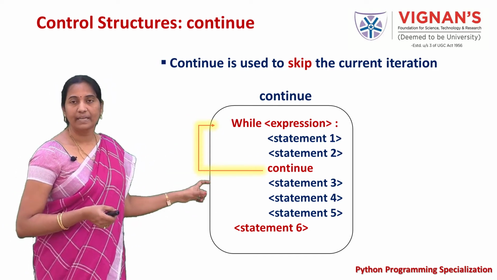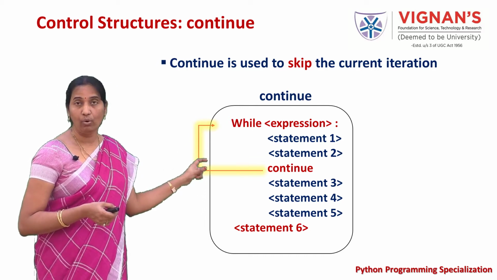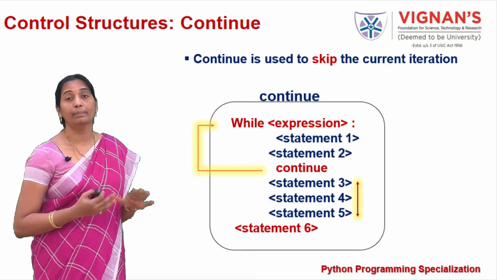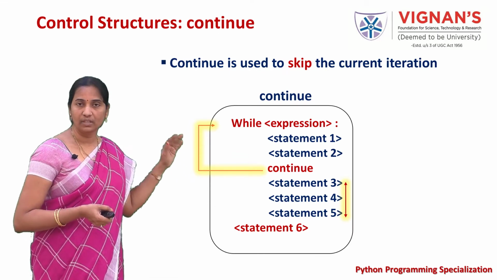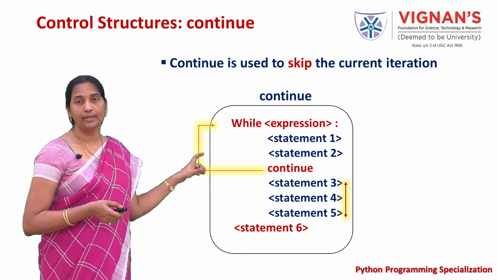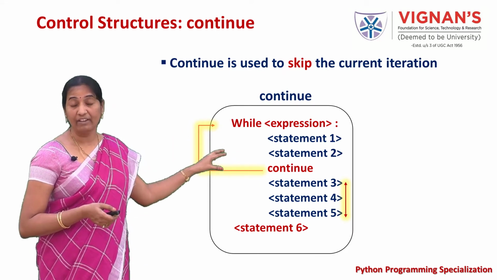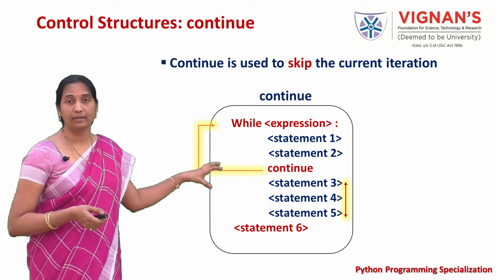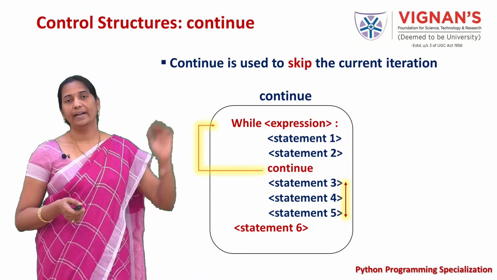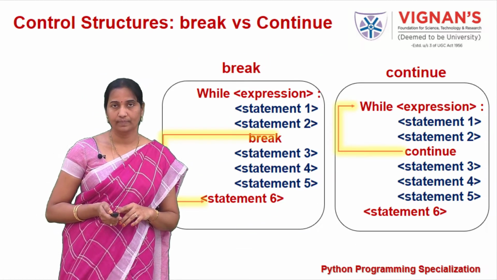The statements that are placed after the continue, that is statements 3, 4, 5, these 3 statements will not be executed after executing the continue statement. That's how we can use continue to skip the statements that are placed after the continue statement in a particular iteration, and the rest of the iterations will be continued as usual.